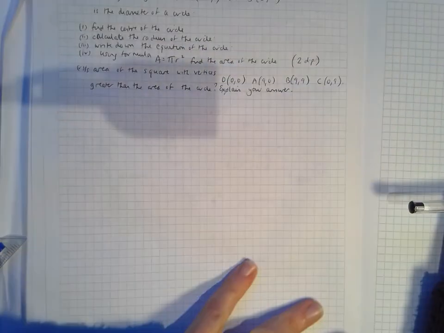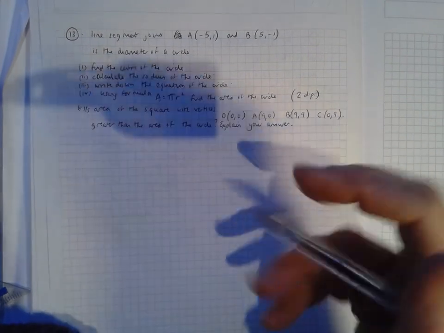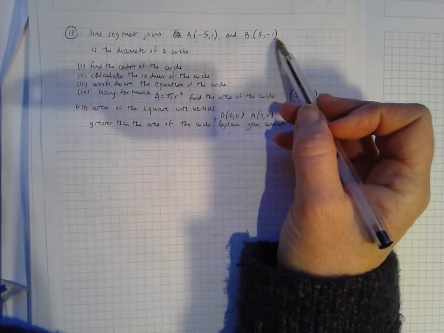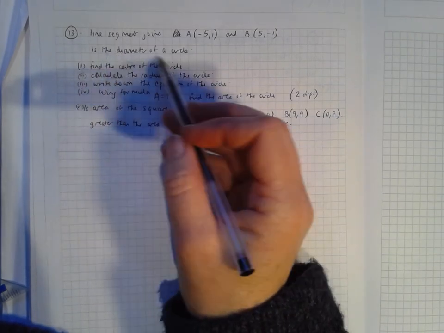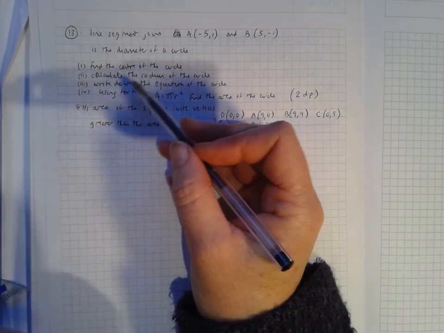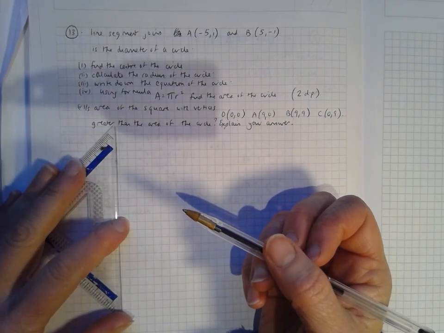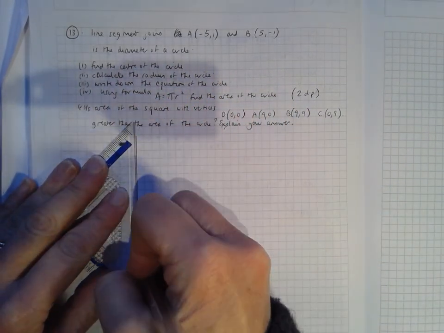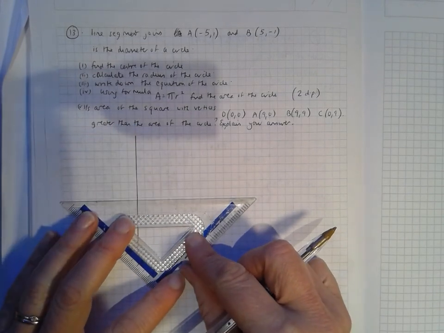Now here's the next question. A line segment joins A (-5, 1) and B (5, -1), and it's the diameter of a circle. Find the center of the circle. So the first thing I'm going to do, actually, I'm not asked to construct this one, I think, is just draw a sketch so that we can visualize what's happening.